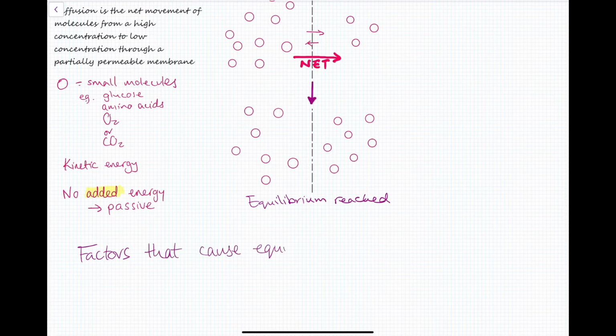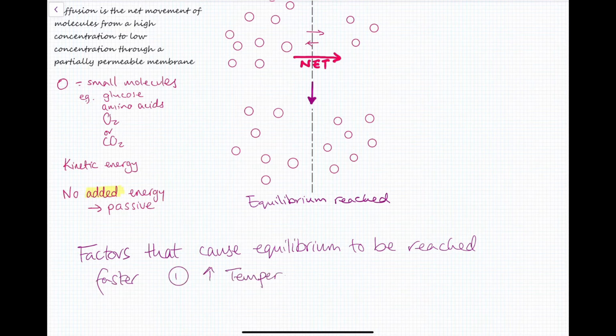Factors that cause reaching an equilibrium to happen faster, or the diffusion to happen faster, include increasing the temperature of the substance. By increasing the temperature, you give the molecules more kinetic energy, so they're able to move faster, and they will move from one side to the other in a shorter space of time.